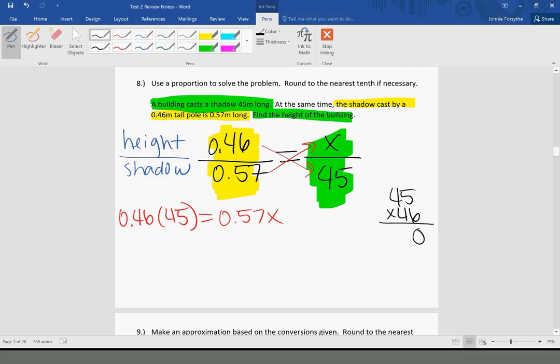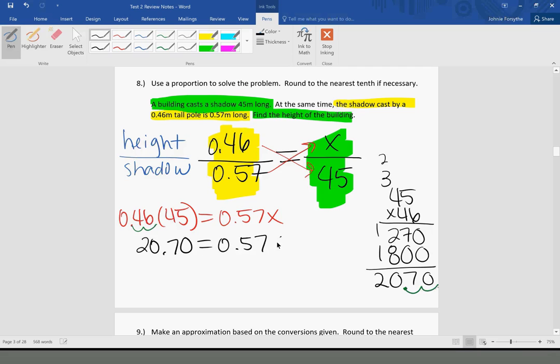So 6 times 5 is 30, carry the 3. 6 times 4 is 24, plus 3 is 27. And then we're going to put that placeholder and go again. 4 times 5 is 20, carry the 2. 4 times 4 is 16, plus 2 is 18. And then we're going to add. So we have 0, 7, 2 plus 8 is 10, carry the 1, 2. So remember, we have 0.46, so we have to go back and put those 2 decimal points in. So we have 20.70 equals 0.57x. And then now we're going to divide by 0.57 to solve for x.